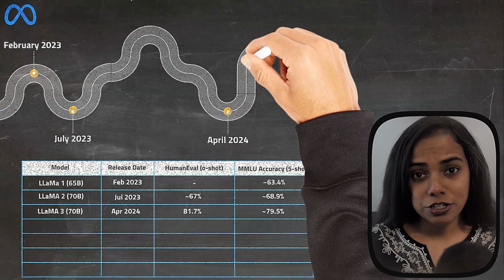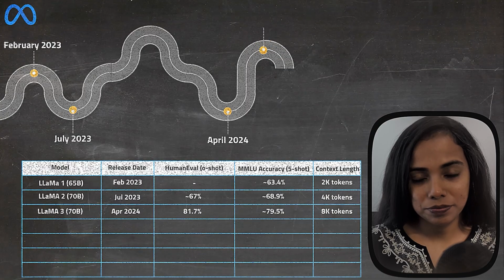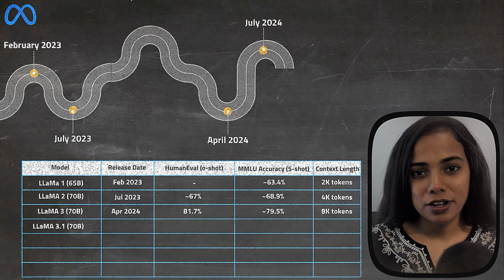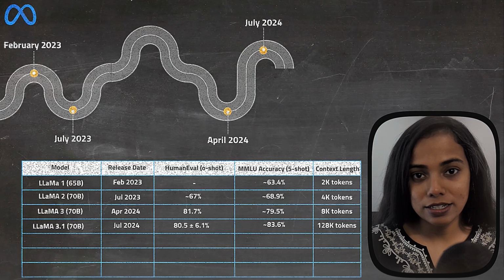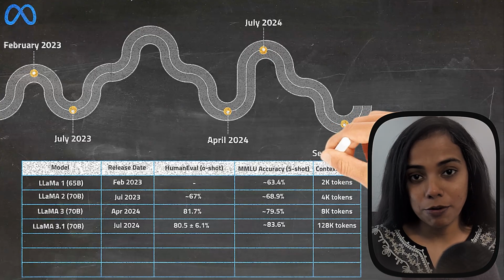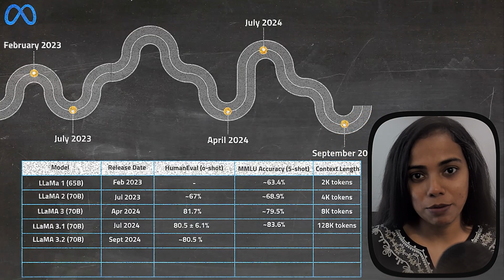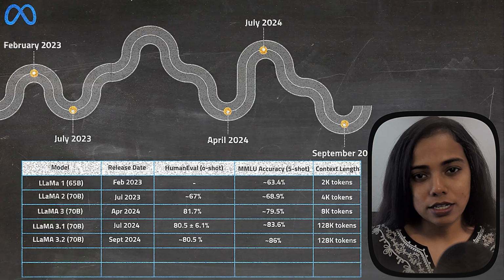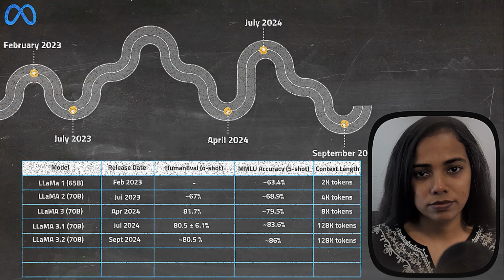It offered instruction-tuned models as well. By July 2024, LLaMA 3.1 extended the model with up to 405 billion parameters and dramatically increased the context window to 128,000 tokens. Later that year, around September, LLaMA 3.2 introduced multimodal capabilities, processing both text and images in its initial open source releases.